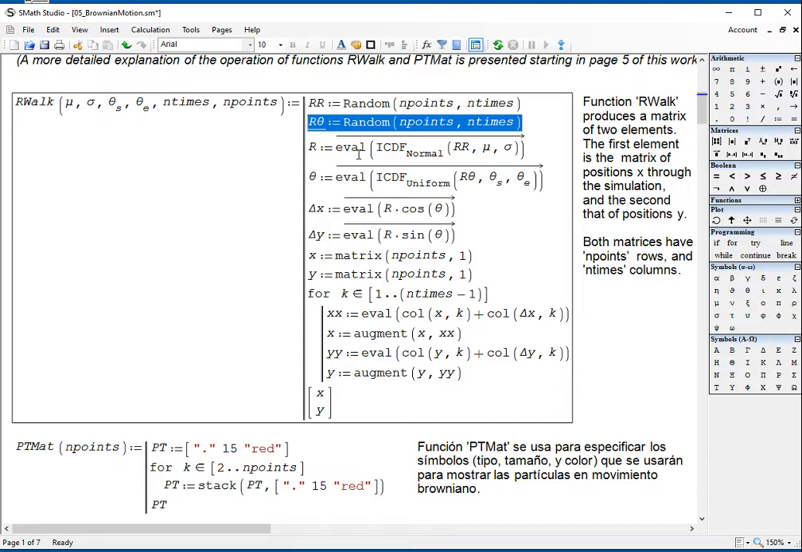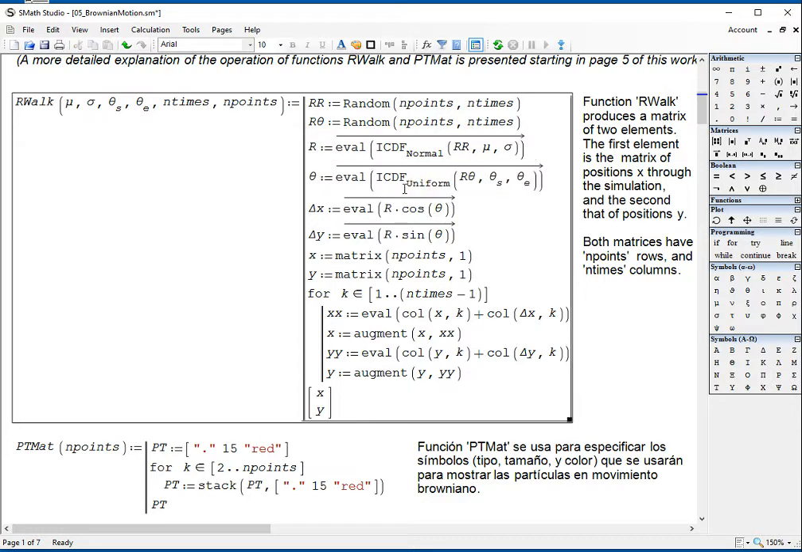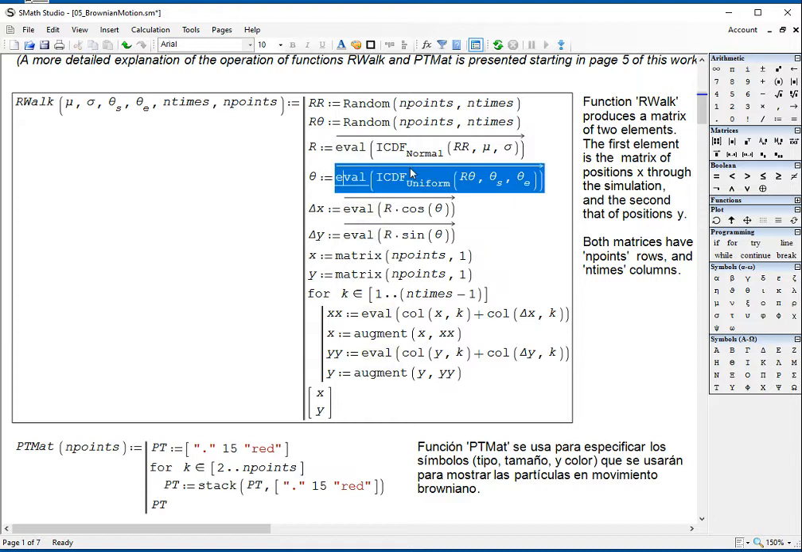And then I'm going to take those values and use the quantiles, which is the inverse cumulative distribution function, normal for r with the parameters mu and sigma for the radial distance. And so this is going to be a matrix of n points, rows, and n times columns, indicating the distances traveled by the particles. And this will be the directions. These are uniformly distributed, so I'm using the quantiles for the uniform distribution with these parameters. And I vectorized it, so I'm getting also a matrix of values.